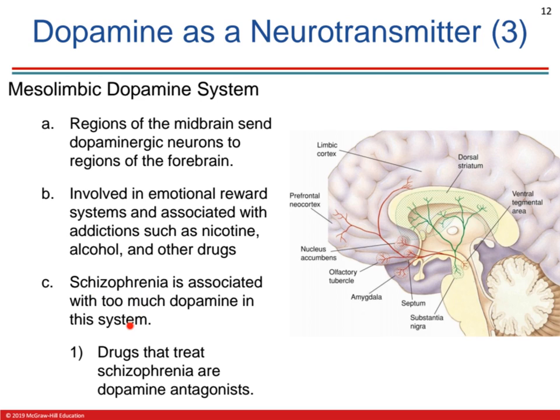Schizophrenia is associated with too much dopamine in the system. And there are drugs that treat schizophrenia that are dopamine antagonists.